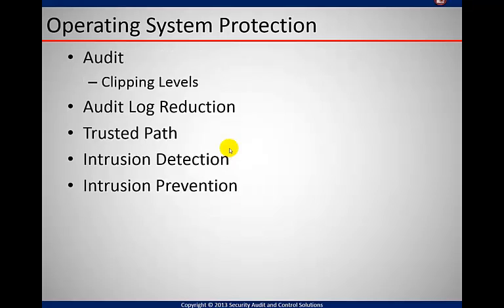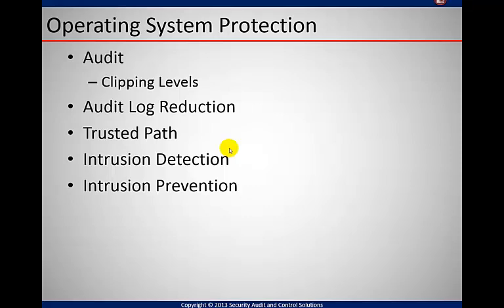Now, operating system protection can also include audit, and then we need to consider clipping levels. Clipping levels are a certain level where exceptions are noted. For example, if a password is incorrect, that's fine. However, if it's incorrect 3 times, we have a clipping level, and the user is normally locked out. Audit log reduction means that if the same message comes through the operating system 1,000 times, it should say to you that this message was received in the last hour 1,000 times, and not give you 1,000 messages.